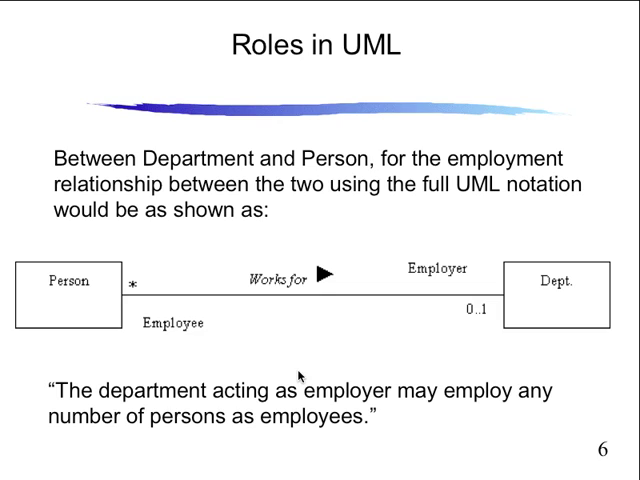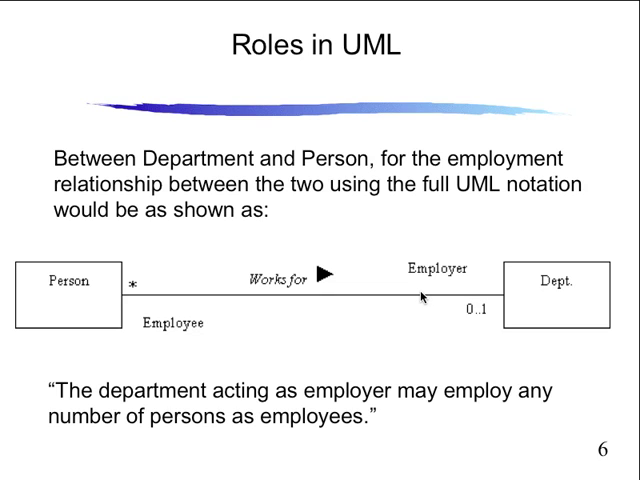So here's the roles in UML, and here's another example of a person who works for a department. And we have an employee and employer. So between the department and the person for the employment relationship between the two, the full UML notation would look like this. And it's really showing an association. Because if you're an employee, do you really have a relationship with the department, or do you just work for the department? The department is a concept.